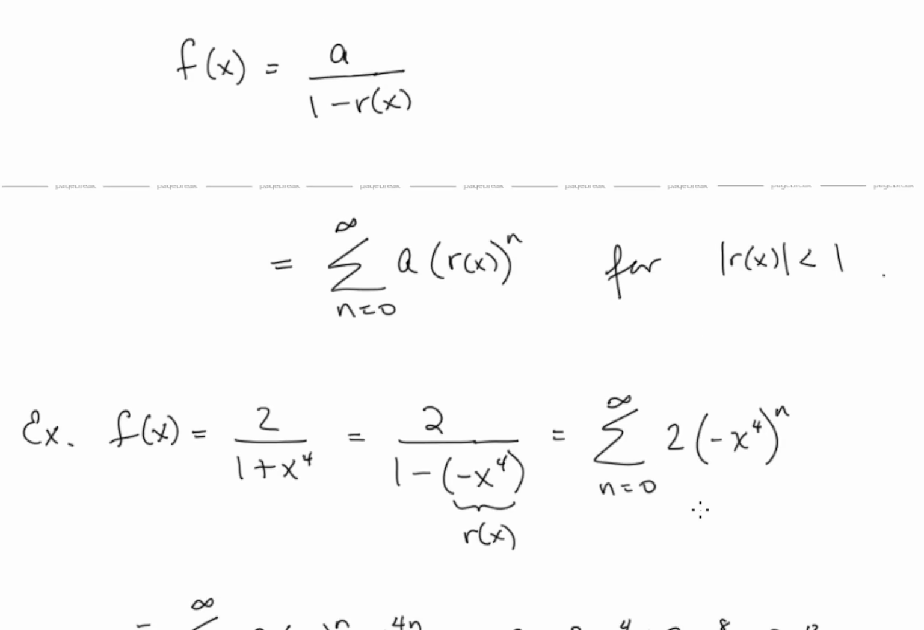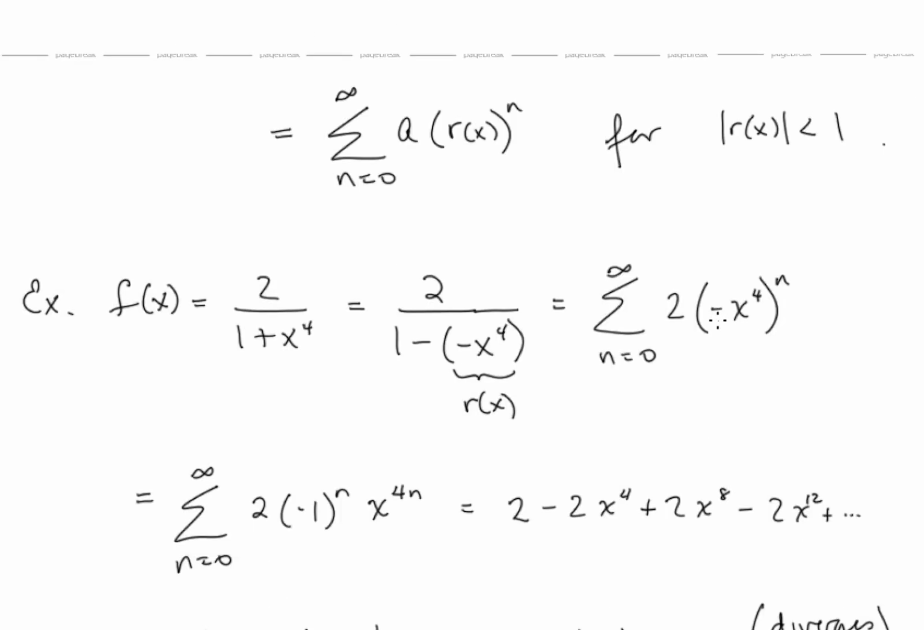So for example, if we have a function f of x equals 2 over 1 plus x to the fourth, we can write this in the form a over 1 minus r of x, and we see our r of x is negative x to the fourth, and our a is equal to 2. And this can be recognized as the sum of the geometric series 2 times negative x to the fourth to the n power. Now we should do a little bit of simplification on this because this is kind of an odd way to write our series. So we want to pull out the negative 1 to the nth power, and we have then x to the 4n. So this series looks like 2 minus 2x to the fourth plus 2x to the eighth, etc.